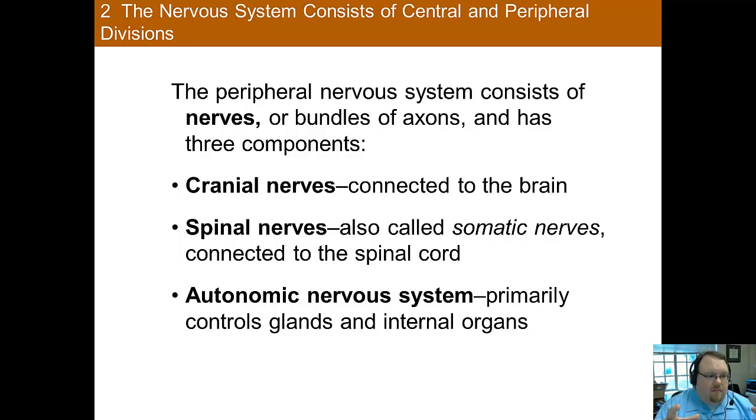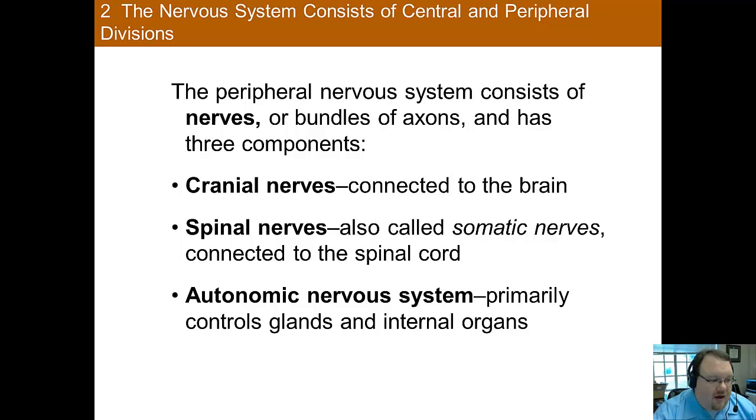There are three main components that you need to know about of the peripheral nervous system. First, you have the cranial nerves, and we'll talk about this briefly in a moment. Cranial nerves connect to the brain. There are also spinal nerves. These are sometimes called somatic nerves, and they connect to the spinal cord. So the difference between cranial and spinal nerves is just where they connect. Cranial nerves, brain; spinal nerves, spinal cord.